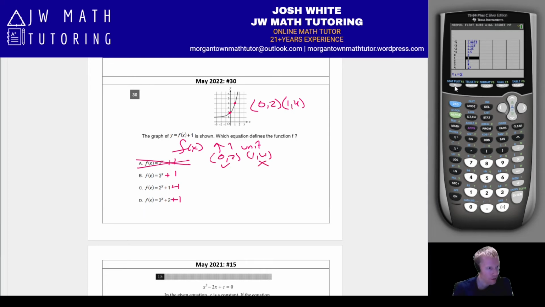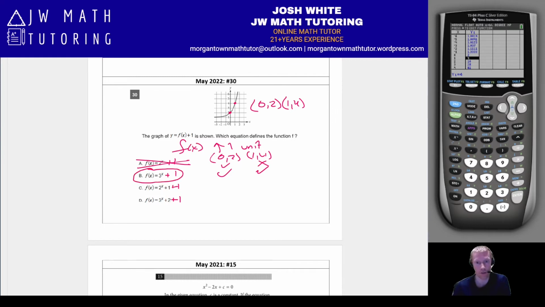Okay, so now go back to y equals, just have to change this to a 3. Everything else stays the same. Go ahead, graph it out. Now I'll go back to the table. Once it's done graphing, there we go. So we have 0, 2. Okay, that one checks. 1, 4. Do we have that? Yes, we do. 1, 4. Okay, that one checks. So that tells us that this is going to be the correct answer here.